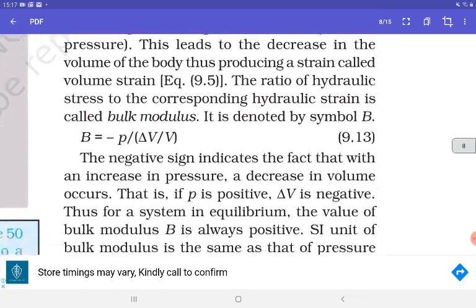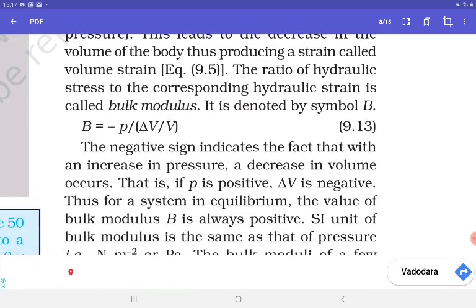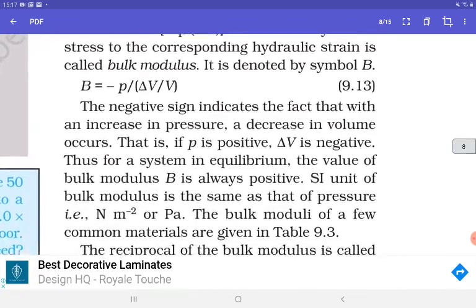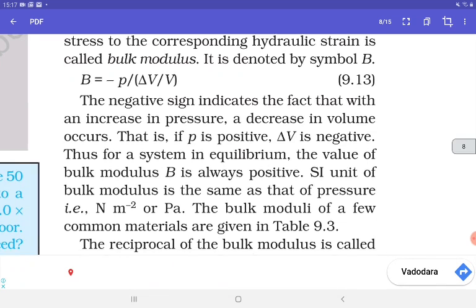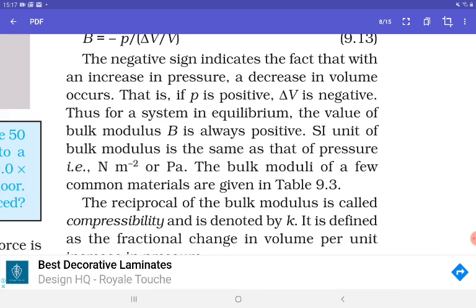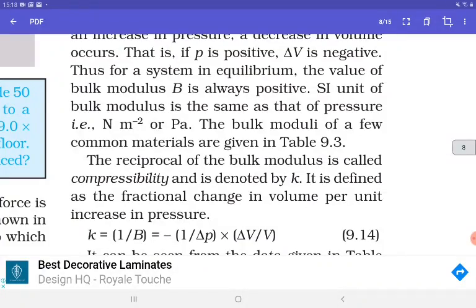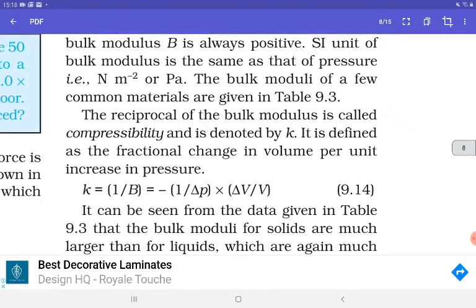It is denoted by symbol B, that is B is equal to minus P upon delta V upon V. The negative sign indicates the fact that with an increase in pressure, a decrease in volume occurs. That is, if P is positive, delta V is negative. Thus, for a system in equilibrium, the value of bulk modulus B is always positive. SI unit of bulk modulus is the same as that of pressure, that is Newton per meter square or Pascal. The bulk moduli of a few common materials are given in table 9.3.